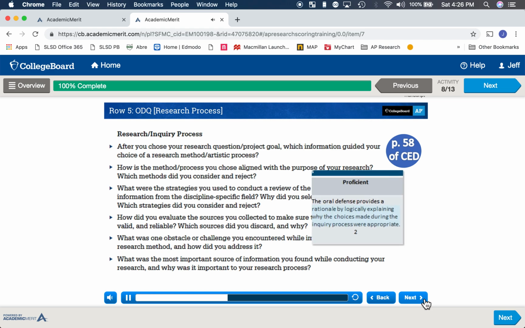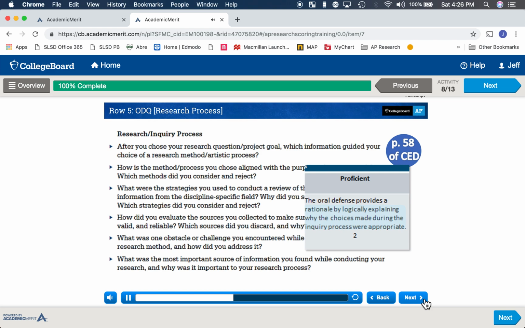In the rubric for each of these ODQs, the quality of the response comes from a logical explanation of student choices. The questions as written in the course and exam description don't add the bit about providing a logical explanation as to the appropriateness of the choice pertaining to the topic of inquiry, because that would be a redundant phrase to see over and over and over again at the end of these questions.